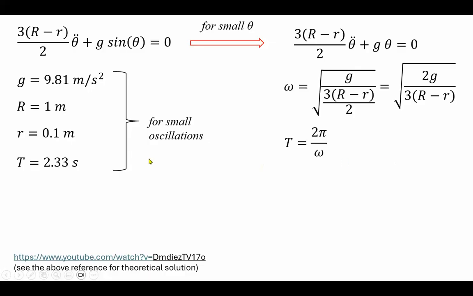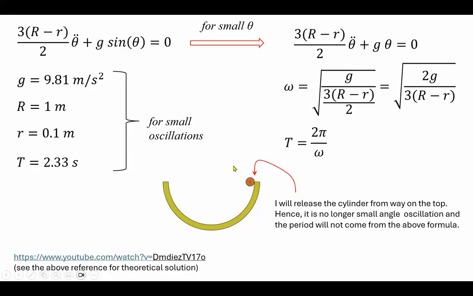With these values, this period comes out to be 2.33. However, I will not release it from a small angle, but all the way from the top. So it is going to be an oscillatory motion. Actually, here's the differential equation, but the period is different. It's not going to be this. You'll see that.